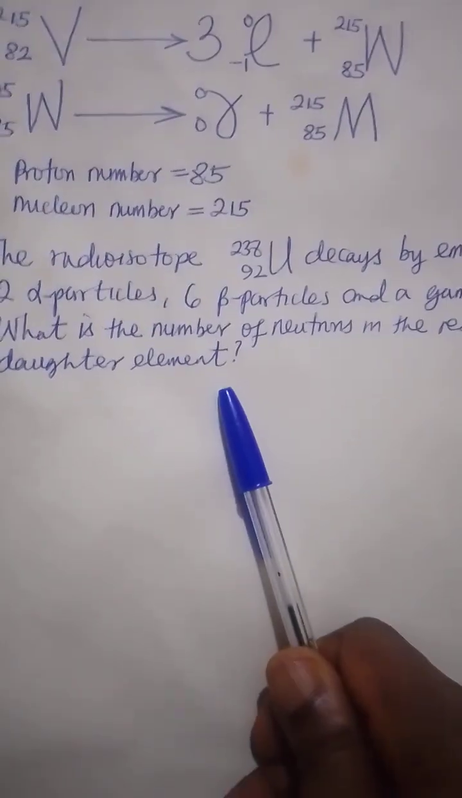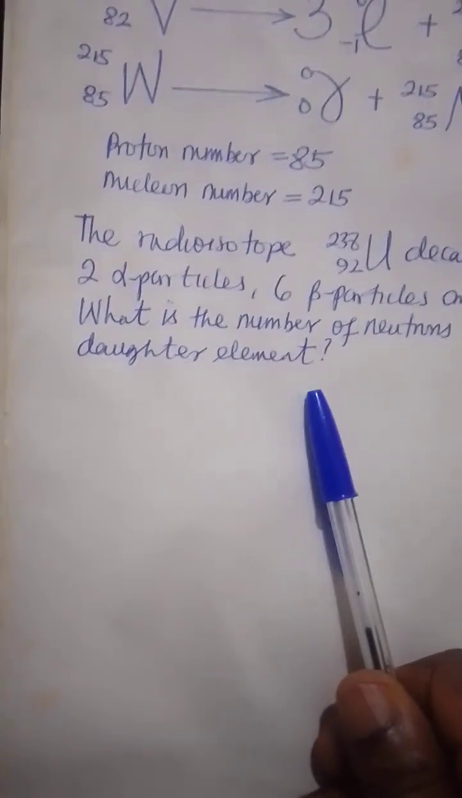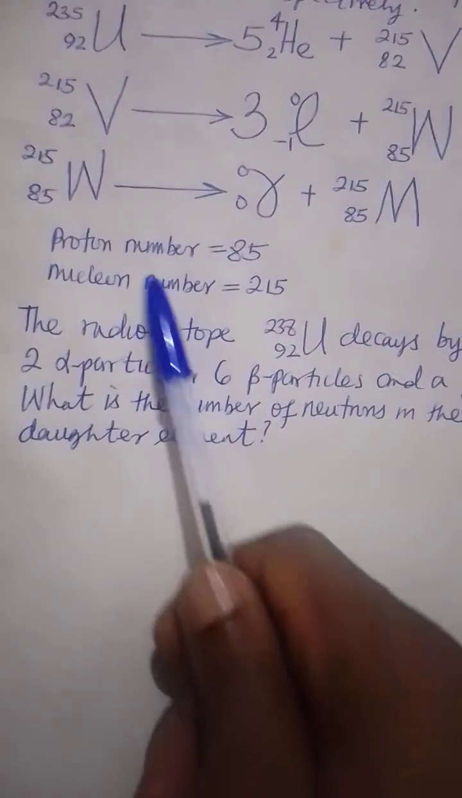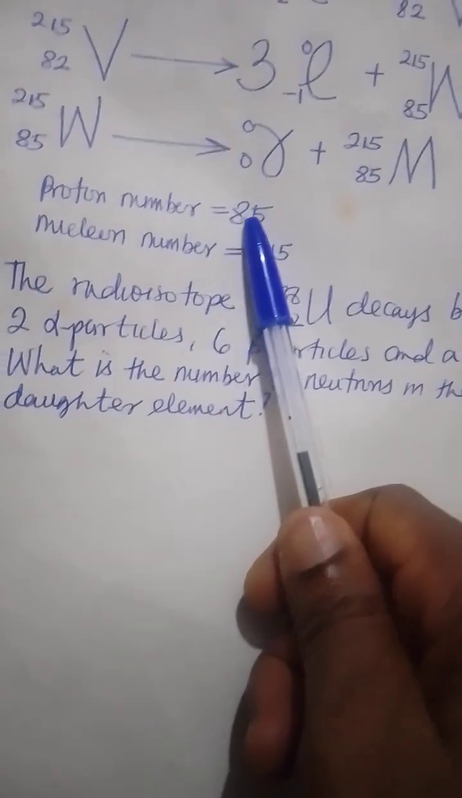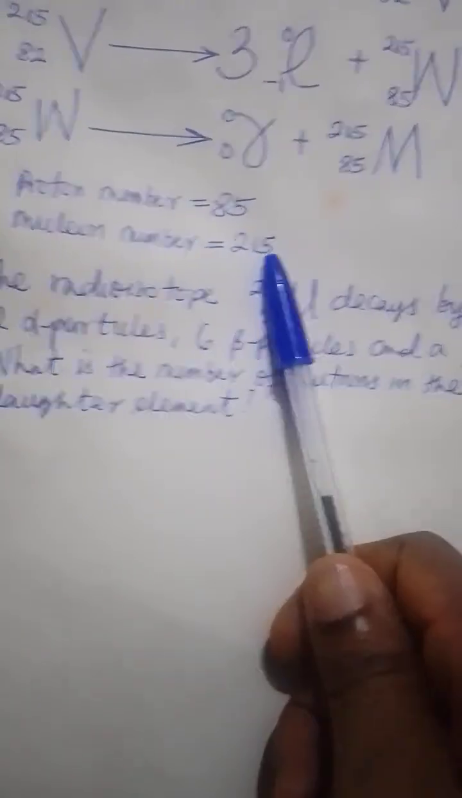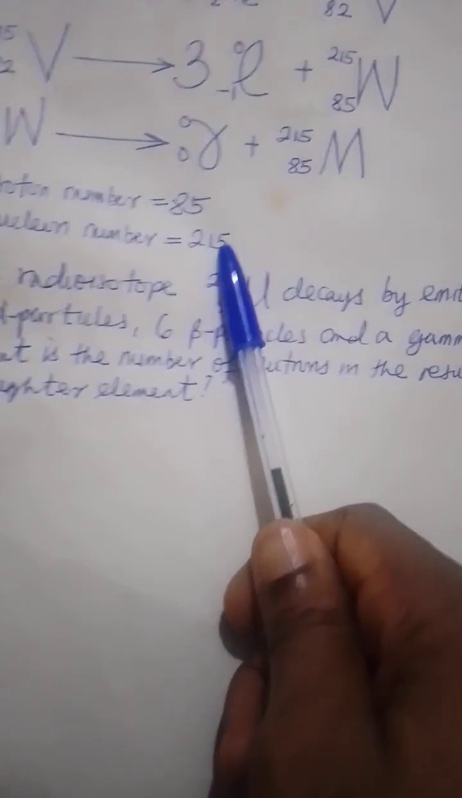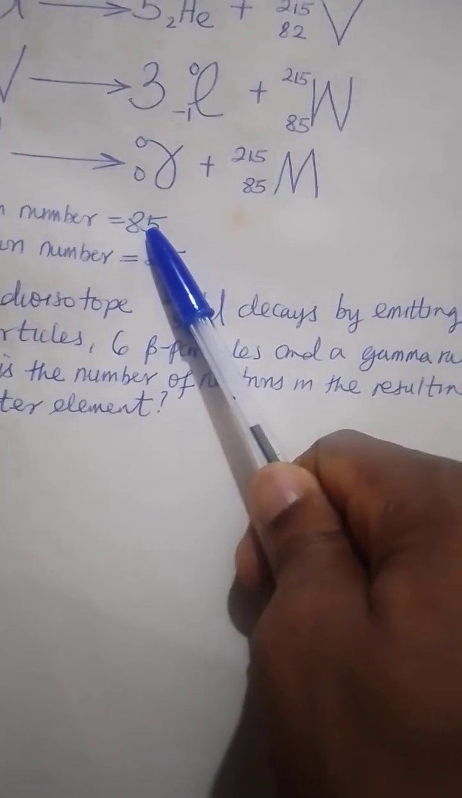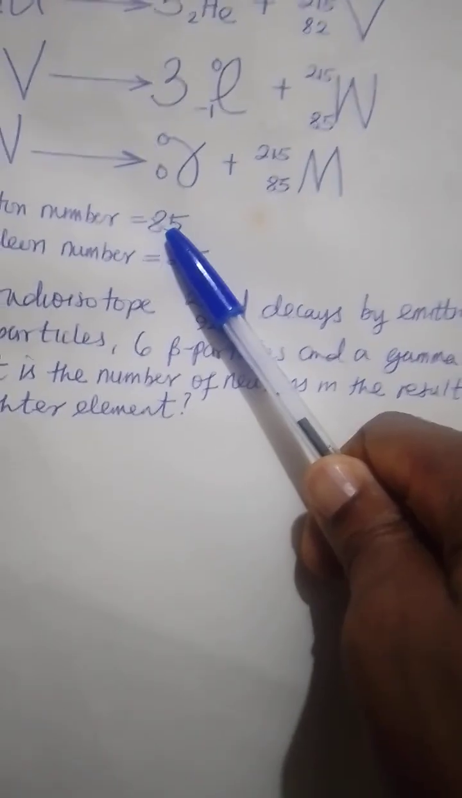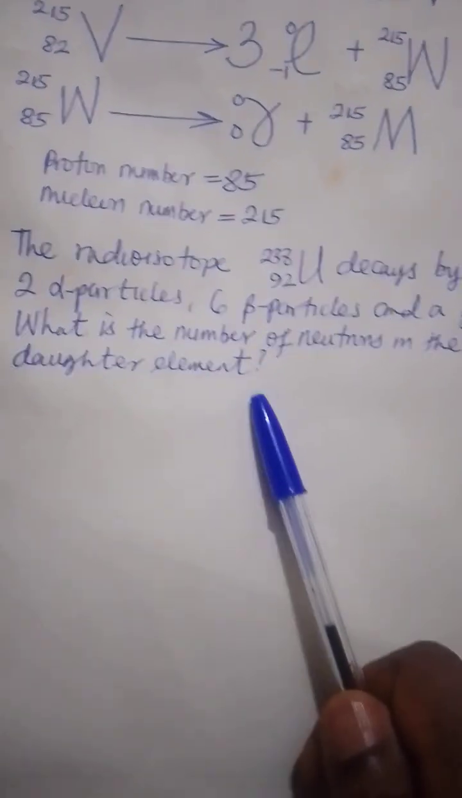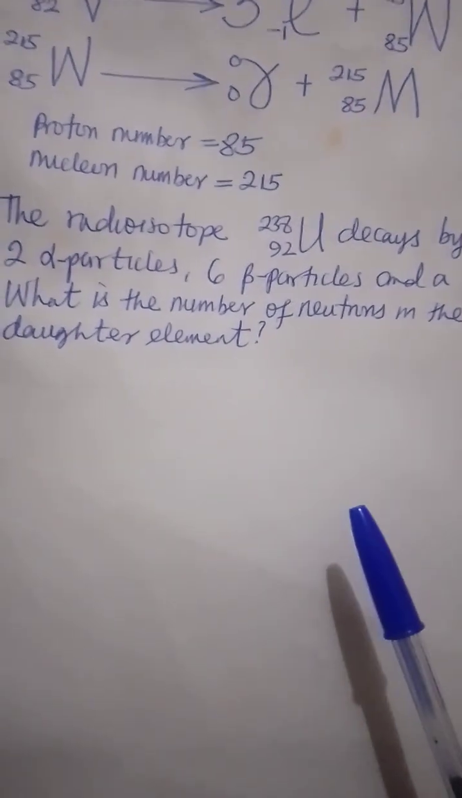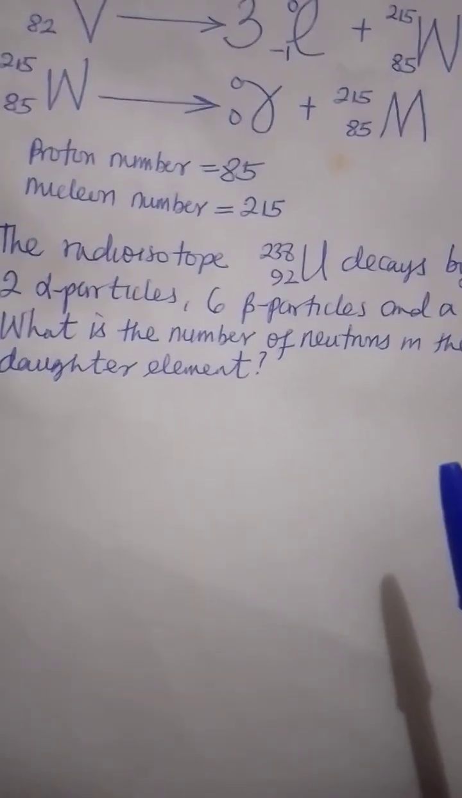This one is not different from the one we did. So you will get the proton number like I did, get the nucleon number like I did, and then to get the number of neutrons, you just do nucleon number minus proton number, like 215 minus 85. So you will use that knowledge to solve your own. We'll meet in part 4.